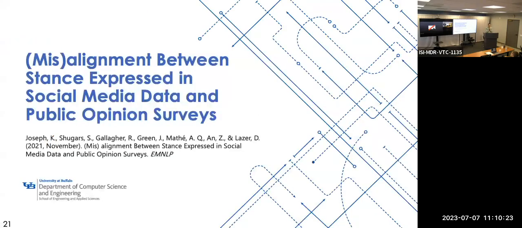Okay, so this first one is looking at attitudes as measured on social media, and then linking that to attitudes that we can measure on surveys and seeing how they compare. This is joint work with folks at Northeastern. Sarah Sugar is now at NYU. Ryan Gallagher is also not at Northeastern. David Lazar is still at Northeastern. Sarah Sugar, Ryan Gallagher, John Green, Alex Matha, and CJ Anon, who's a student at UB.